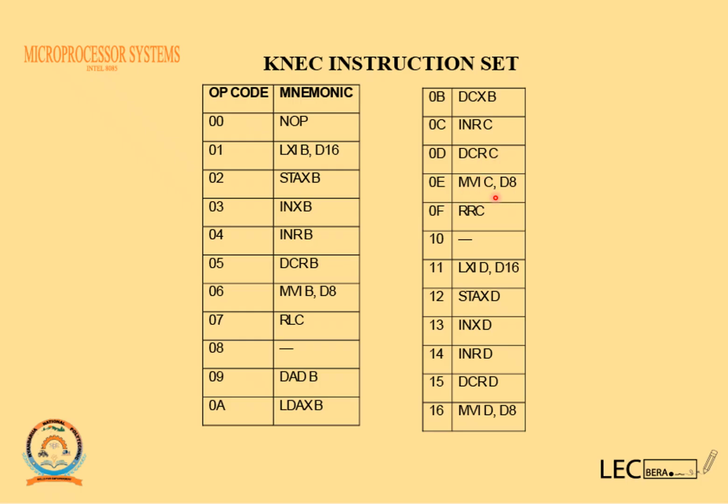Another one is this one. You are moving immediately a data which is 8-bit to register C. So this one is MVI C, D8. The equivalent opcode is 0EH. So that's how you use that instruction, or that's how you interpret the instruction which you are given at the back of the paper. So let us now look at the meaning of D8. Why do we have some dashes in some sections? That's what we are going to do next.